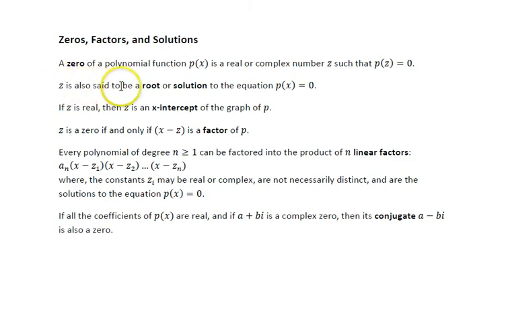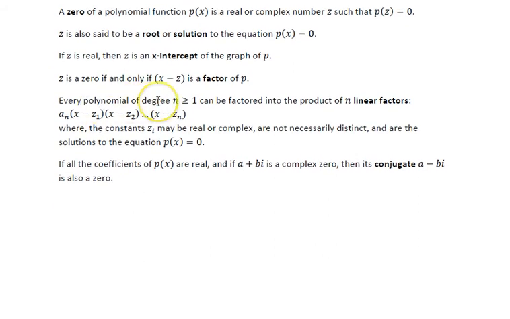Z is also said to be a root or solution to the equation p of x equals 0. If z is real, then z is an x-intercept of the graph of p. Z is a zero if and only if x minus z, this linear term here, is a factor of p. If and only if. That means if z is a zero, then x minus z is a factor, and if x minus z is a factor, z is a zero.